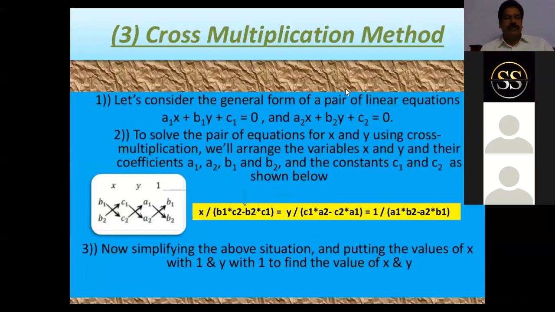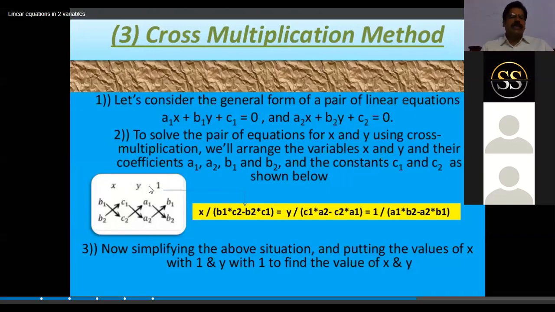Cross multiplication method: first, let's consider the general form of a pair of equations, a1x plus b1y plus c1 equal to 0, a2x plus b2y plus c2 equal to 0. To solve the pair of equations for x and y using the cross multiplication method, we arrange the variables x and y, the coefficients a1, a2, b1, b2, and the constants c1, c2 as shown below. x under b1, b2, c1, c2, y under c1, c2, a1, a2, and 1 under a1, a2, b1, b2.